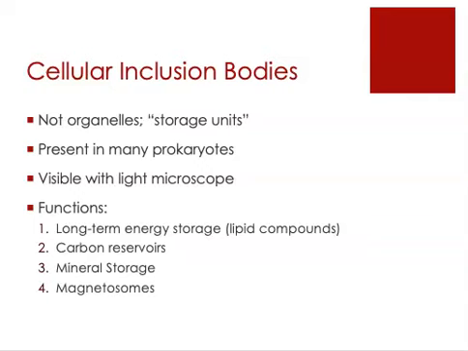There are other inclusion bodies that hold on to small carbon-containing molecules that the cell might need later on to synthesize things like protein and carbohydrate and so on. Carbon reserves, we refer to these as. There are other inclusion bodies that store minerals. And finally, there are what I think are the most fascinating inclusion bodies, and those are the ones that hold magnetosomes.